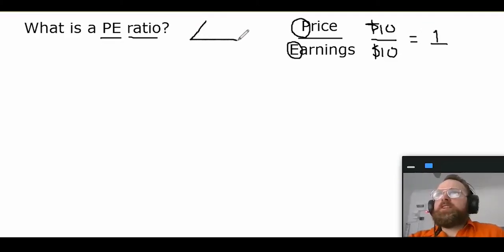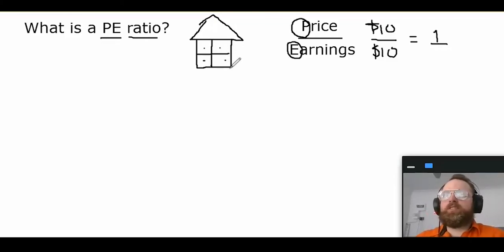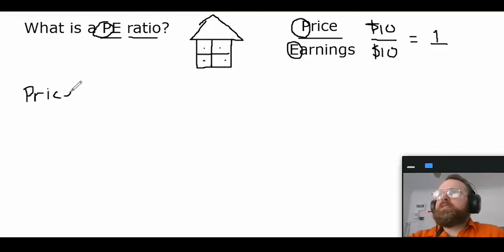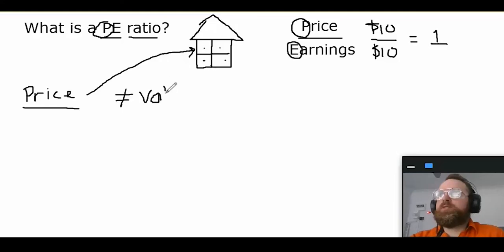Let's create a bit of an example. So let's say we own a soap business that sells soap, and it's divided into 4 shares. So you've got 1, 2, 3, 4 shares, and this soap business is listed on the stock exchange. Now, the price is the market price the market is willing to pay for one of those shares. It is not the value of that share, which is why we do valuations.